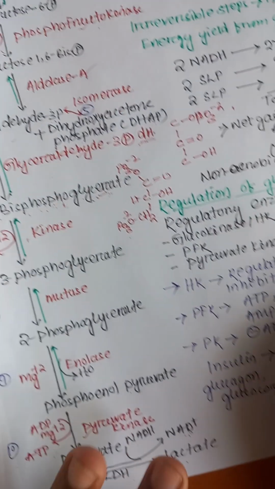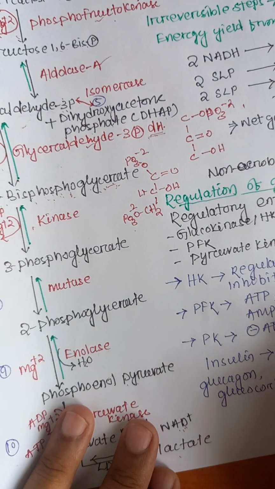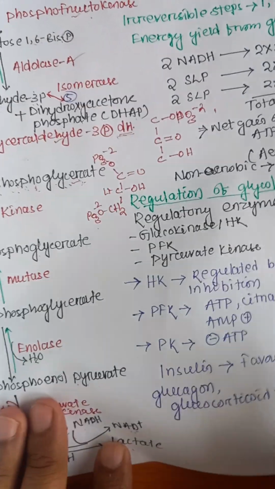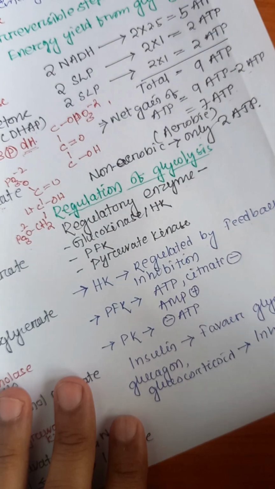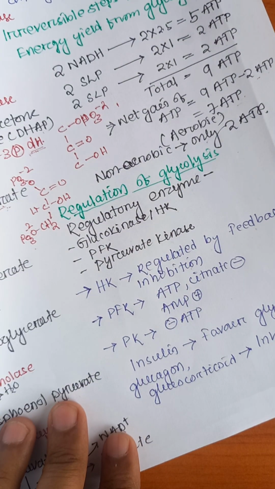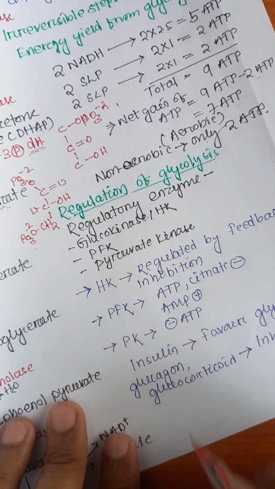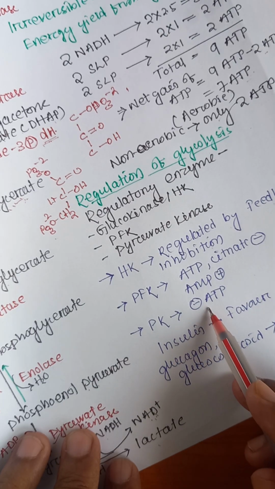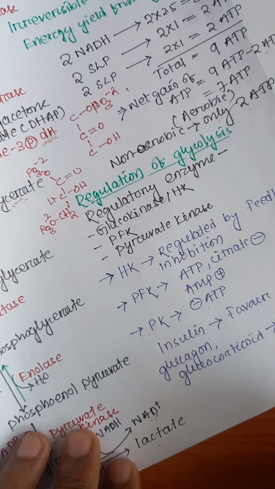Similarly, phosphofructokinase is inhibited by ATP and citrate. Phosphofructokinase is the rate limiting step of glycolysis, and in the presence of ATP, that means we have no energy need, so it inhibits the glycolysis process, and AMP, that is a low energy state, induces phosphofructokinase. Similarly, pyruvate kinase is inhibited by ATP, that means in an energy-rich state glycolysis is not required.